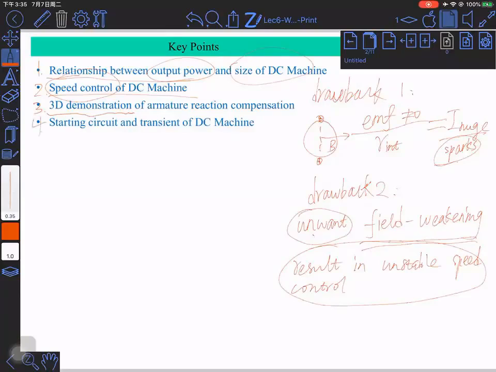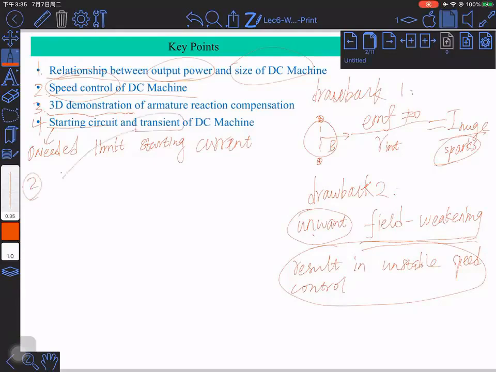The final point, starting circuit and transient of DC machine. For the starting circuit, most DC machines need this starting circuit to limit the starting current. Otherwise, the starting current is just too high. And if you are looking at a large motor where it takes a long while for the machine to rotate up to a high enough speed, this starting current will last long and damage the machine.